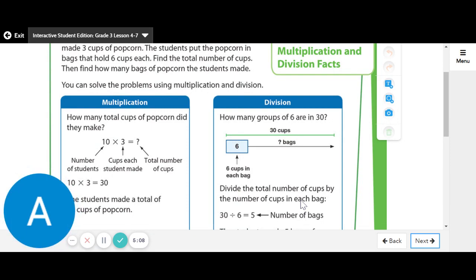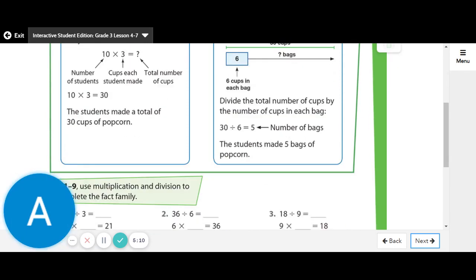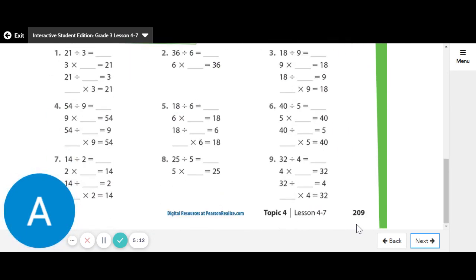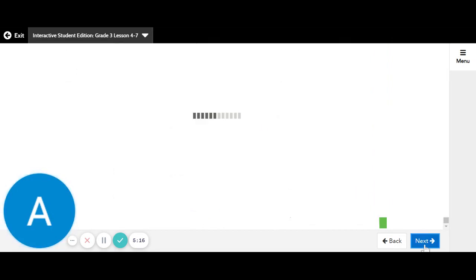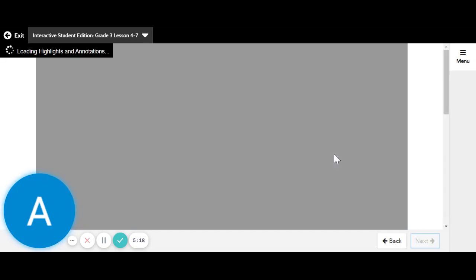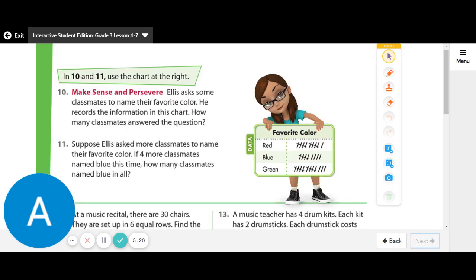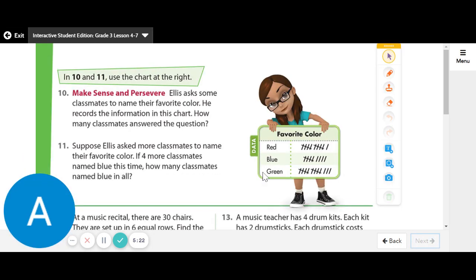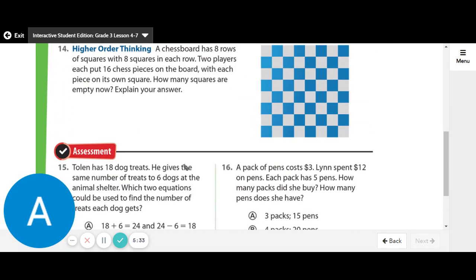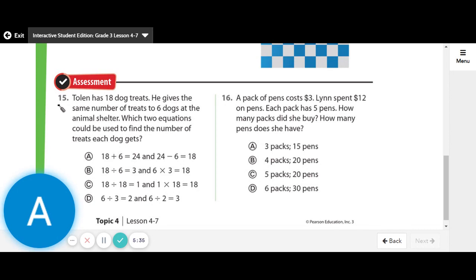Your job, remember there's an example at the top if you need another example to look at. Your job is to complete page 209. I want you to do all of the fact families on this side. Then on page 210, I am going to have you do number 10 and 11. Make sure you use the chart at the right to help you, as well as 15 and 16.